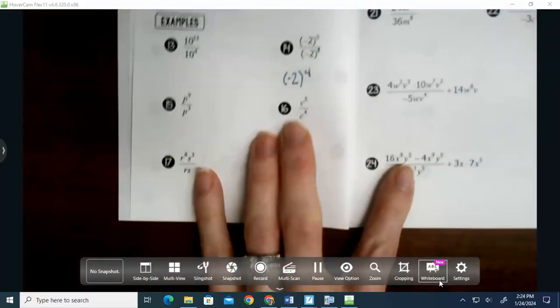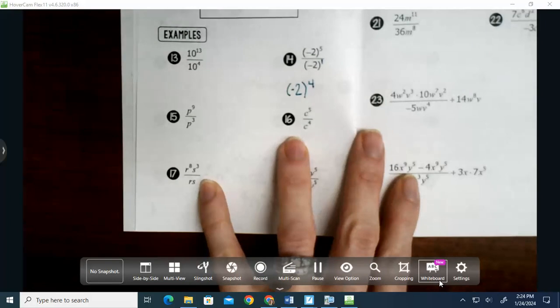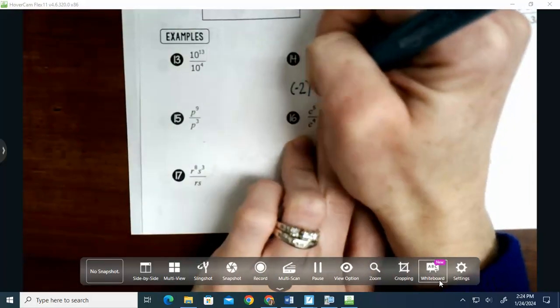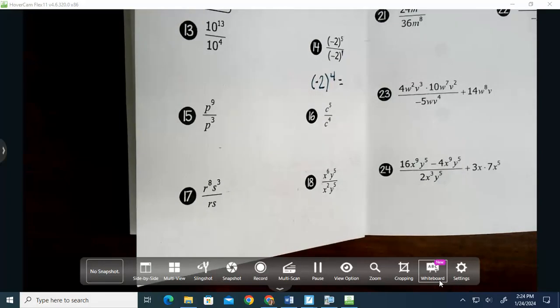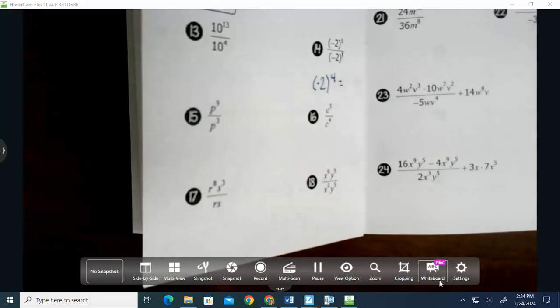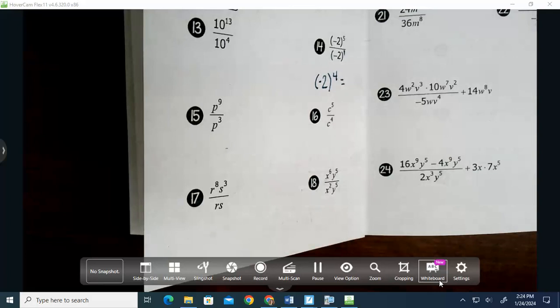Could we figure out what that was equal to? Yeah, let's do that. What is negative 2 times negative 2 times negative 2 times negative 2? Or negative 2 to the 4th. What would that equal? 16.